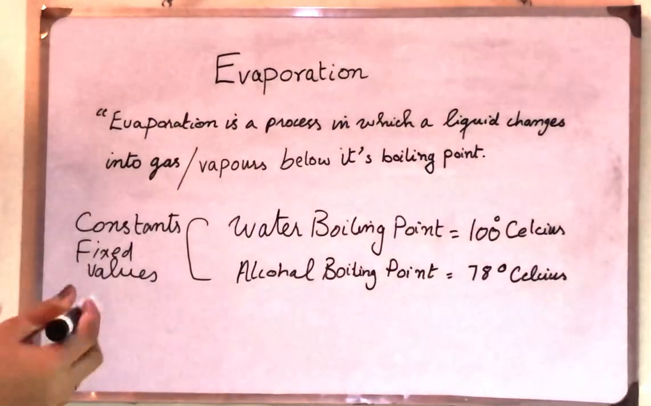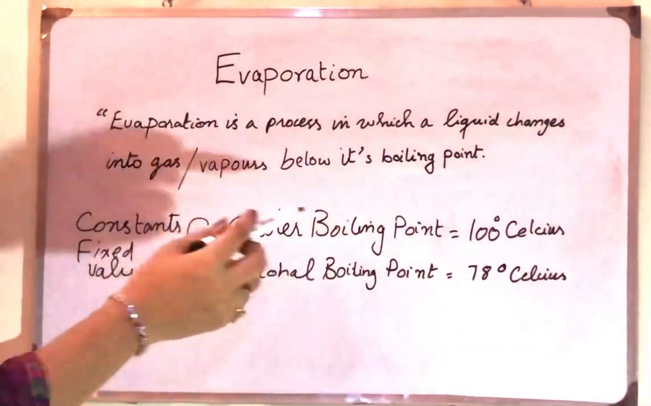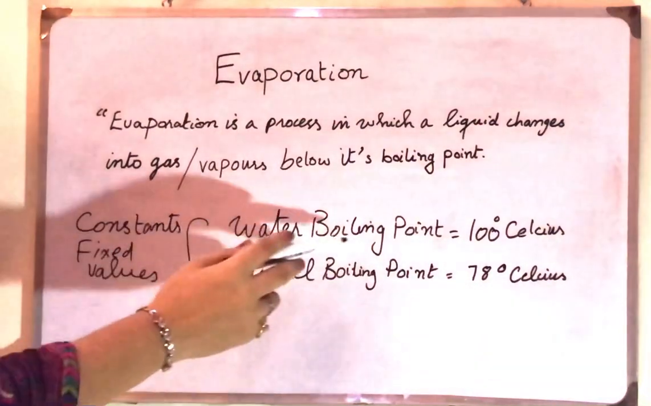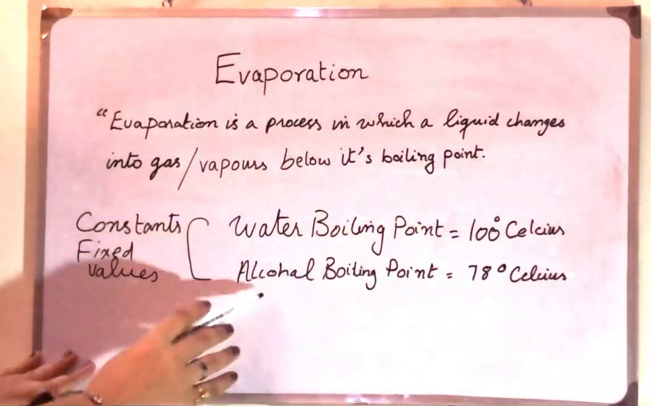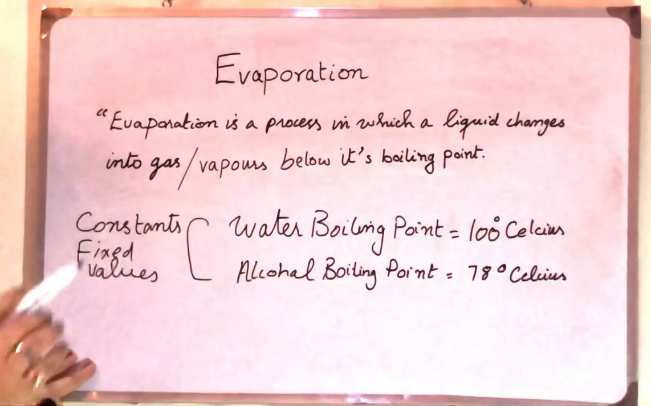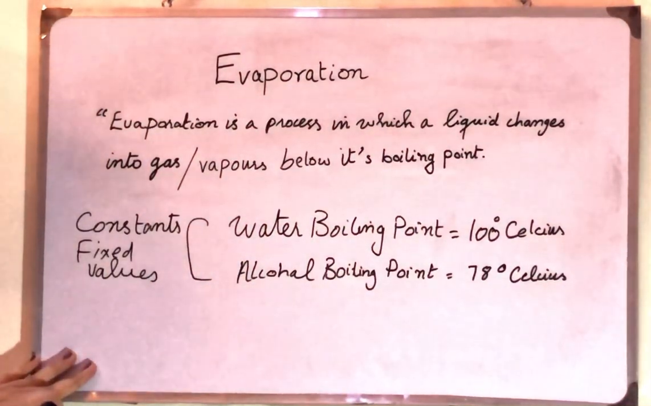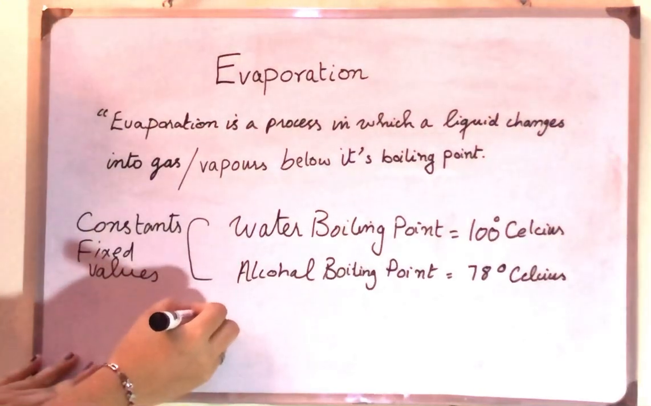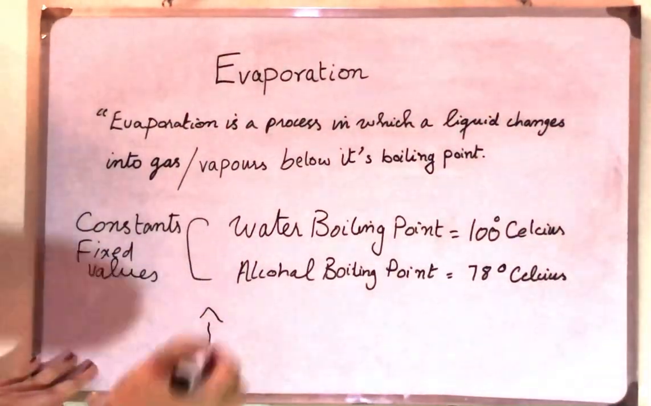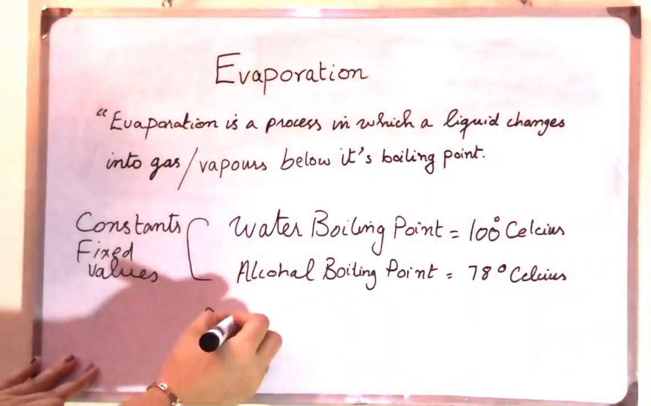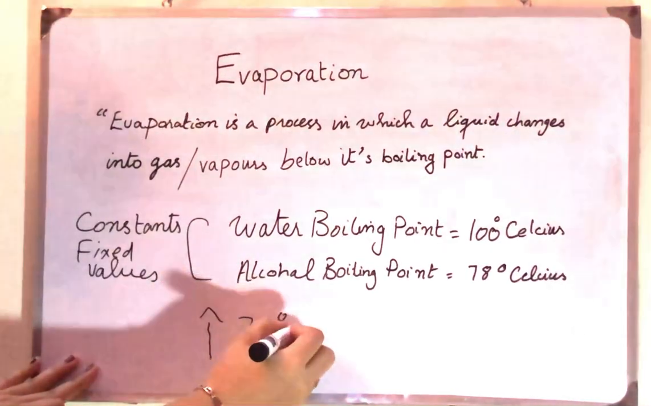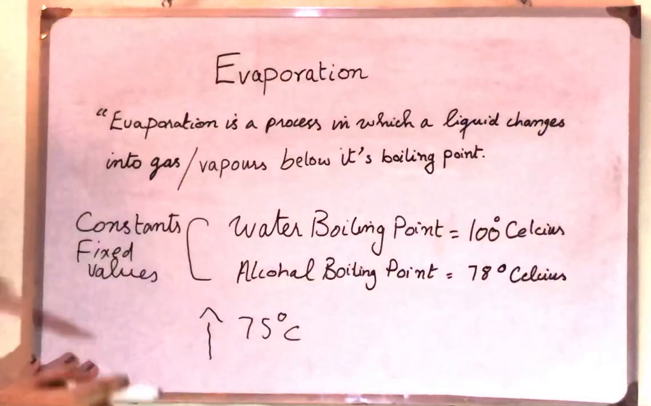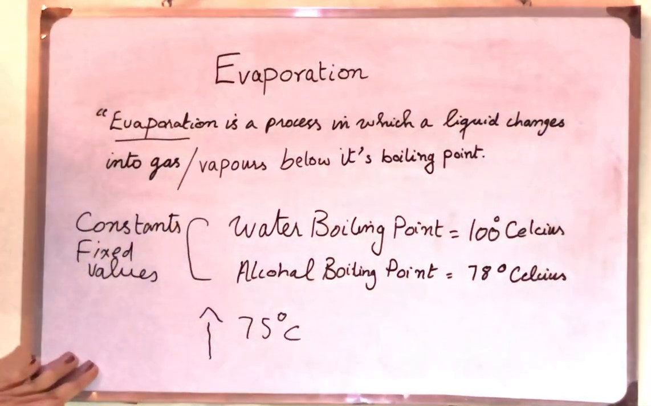As we know, these are the constant boiling point values which have been fixed by the scientists. The boiling point of water is 100 degrees Celsius and the boiling point of alcohol is 78 degrees Celsius. But even after knowing these constant values, water starts to evaporate at 75 degrees Celsius. In this case, we will not call it boiling. It will be called evaporation.